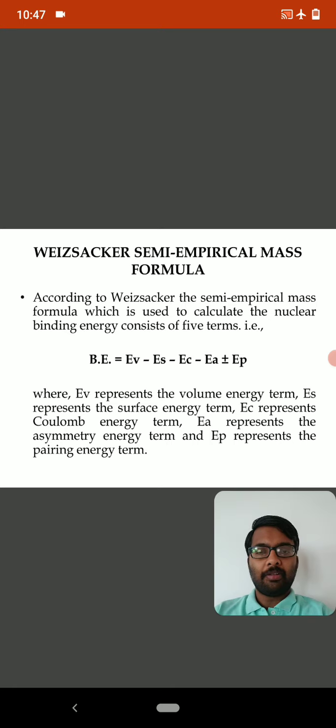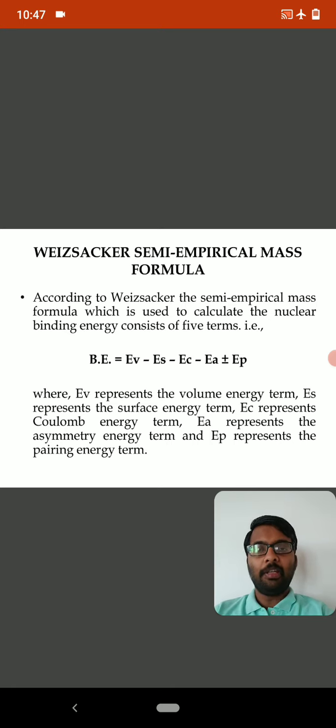So the binding energy equation according to this semi-empirical mass formula is: binding energy equals EV minus ES minus EC minus EA plus or minus EP. So it has 5 different terms. So what are those 5 different terms?